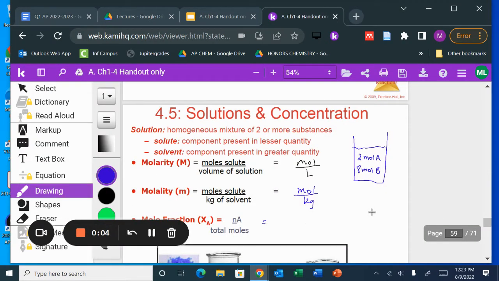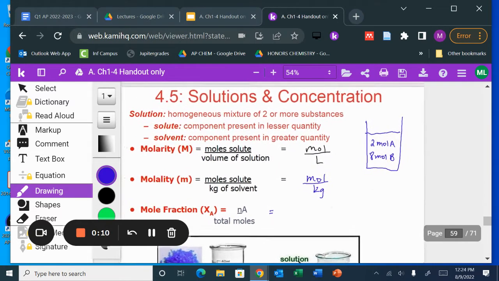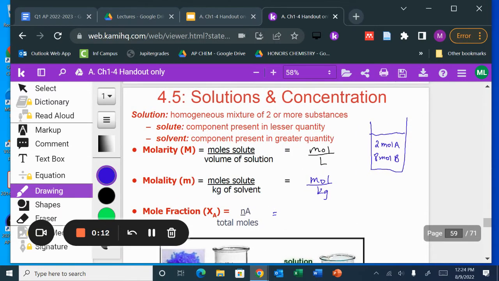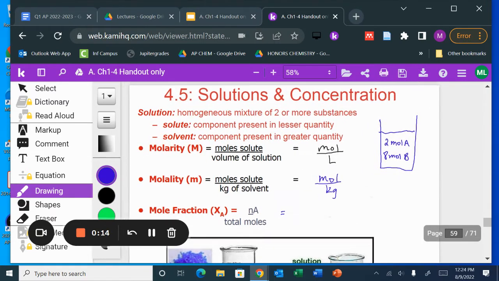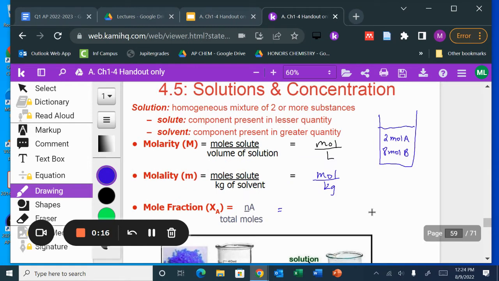Hello, in this lesson we will be learning about molarity, mostly as a unit of concentration in solutions. So here we have some concentration units that we learned in the past. We have molarity, which is moles over liters, and molality, which is moles over kilograms of solvent. We won't be using that at this time. And there's also mole fraction.